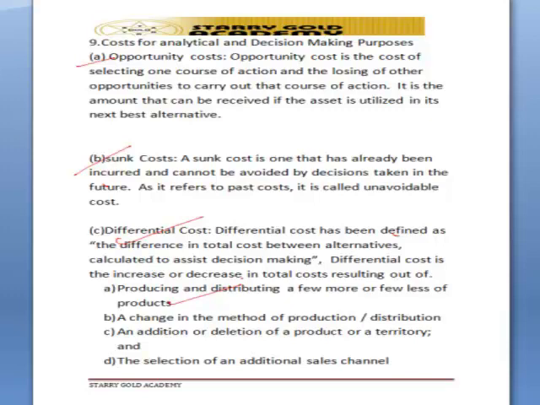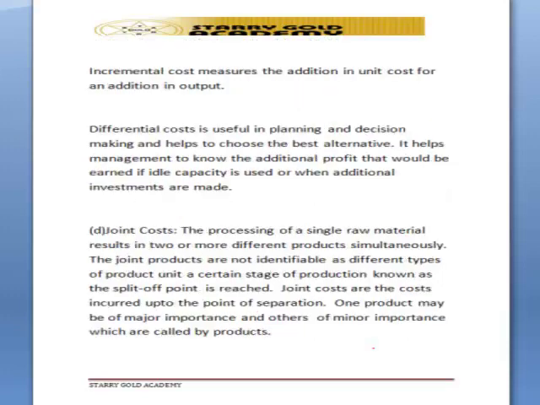Secondly, a change in the method of production and distribution. What effect will it have? What has changed? So, the difference between when the previous method was being applied and when the present one is now being put in place. Then the selection of an additional sales channel is also part of differential cost.